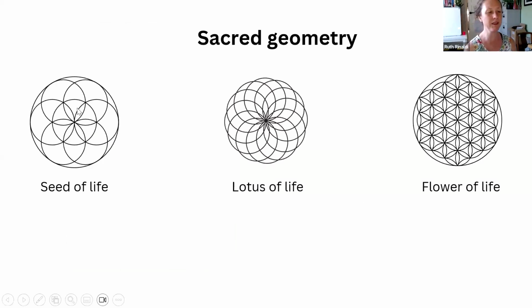Just have a look at these. So these are just three examples. We've got the seed of life, lotus of life, and the flower of life. Take a minute to really look at those and see if there's anything you notice about them. Anything you notice at all. Is there a word or a couple of words that really just jump out to you about those pictures? Feel free to pause this if you want a bit of time.